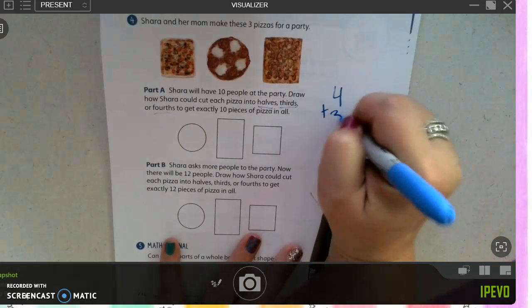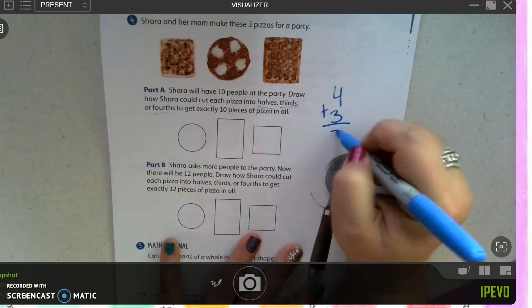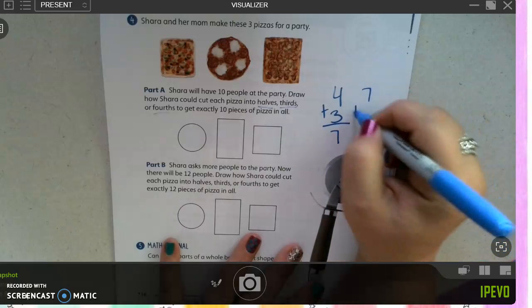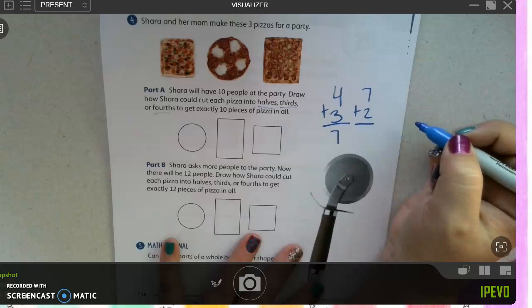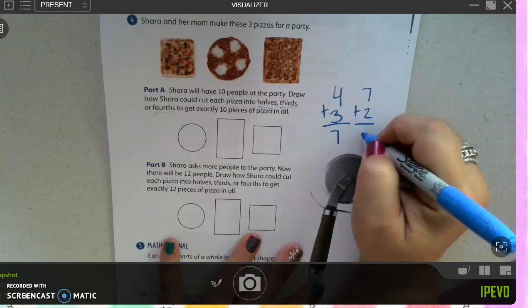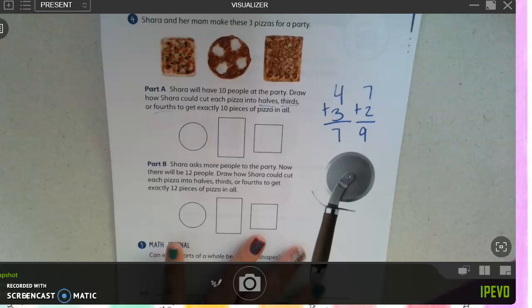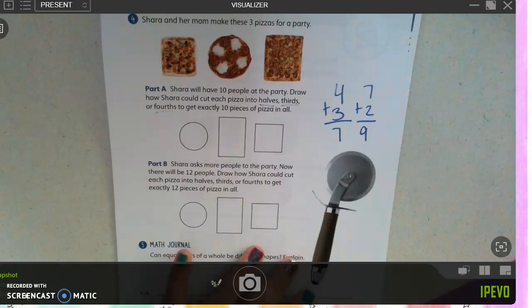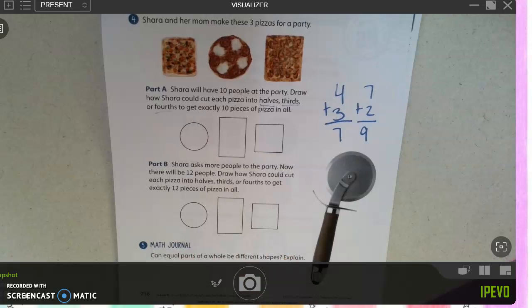4 plus 3 is 7, plus 2 is 9. How does that make sense? Just kidding. I don't like the way they worded this question.